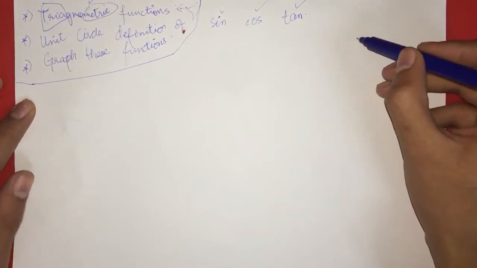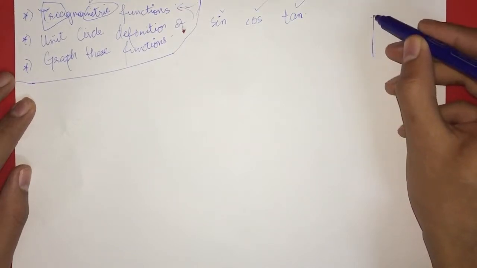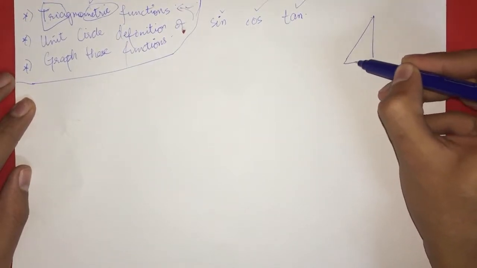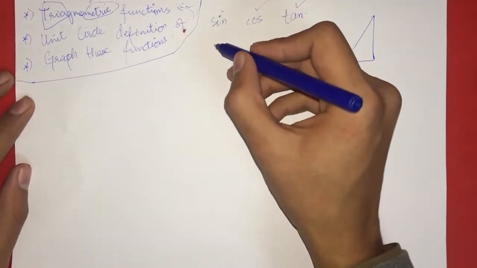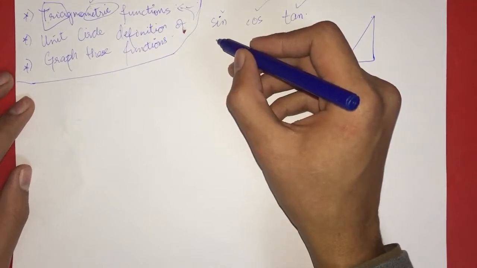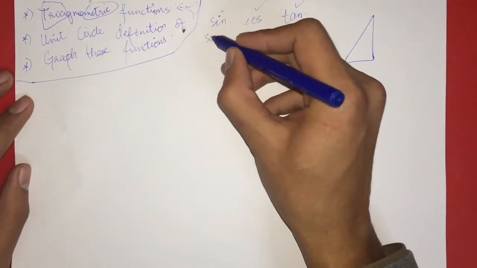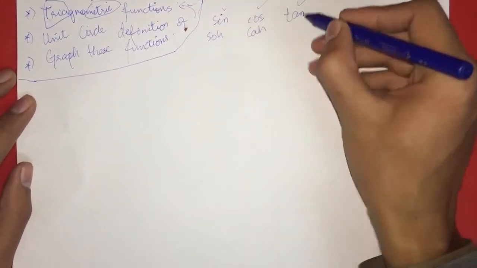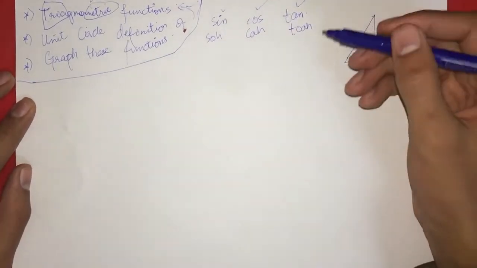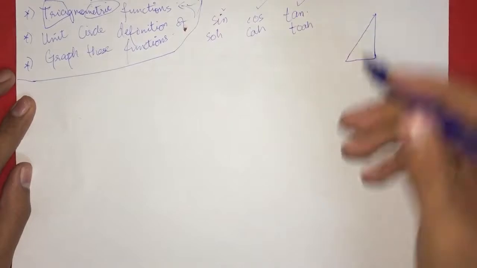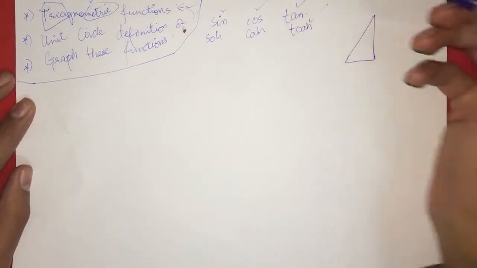So let's consider that we have a right angle triangle right here, and the amazing mnemonic I learned from Khan Academy was SOH CAH TOA. I think this is the most basic and easiest mnemonic you can ever learn, and it's going to help you a lot, trust me, because it helped me a lot as well.